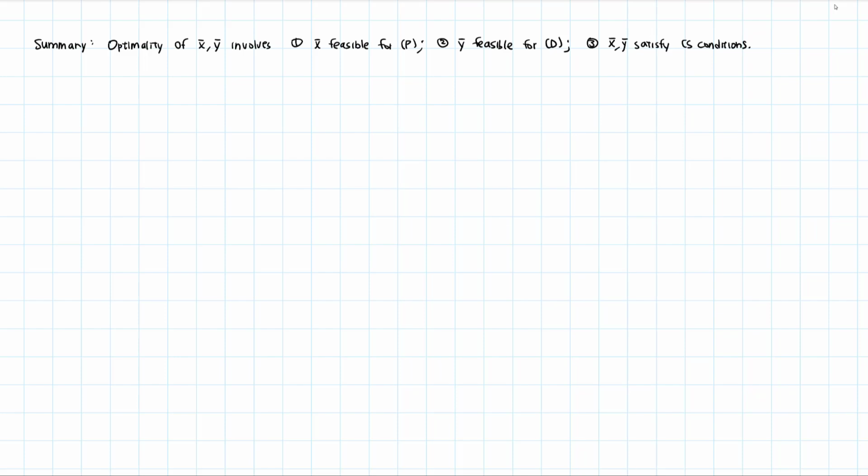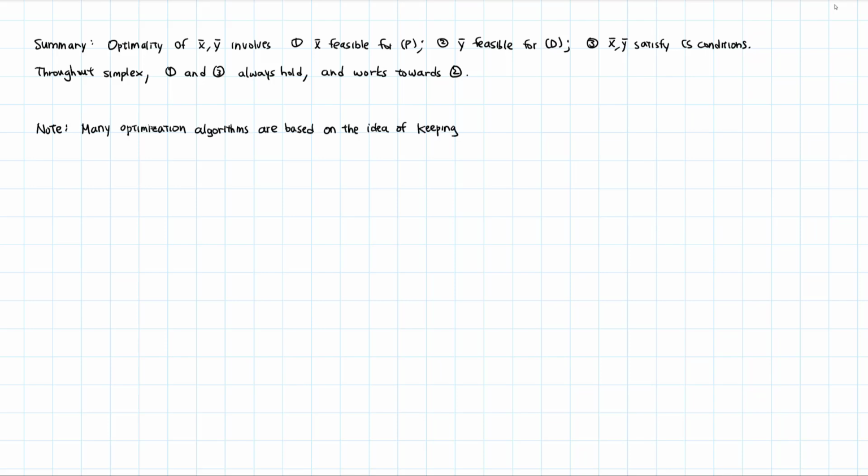So a quick summary here. Optimality of x bar, y bar involves: one, x bar feasible for P; two, y bar feasible for D; and three, x bar, y bar satisfy CS conditions. And throughout simplex, 1 and 3 always hold, and simplex works towards satisfying 2. Once condition 2 is achieved, we have optimal x bar and y bar. Note that many optimization algorithms are based on the idea of keeping 2 of the 3 conditions true at all times and working towards the third. We will see an example later with the shortest path algorithm.